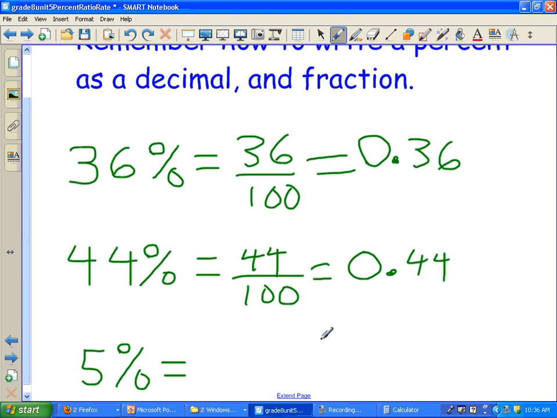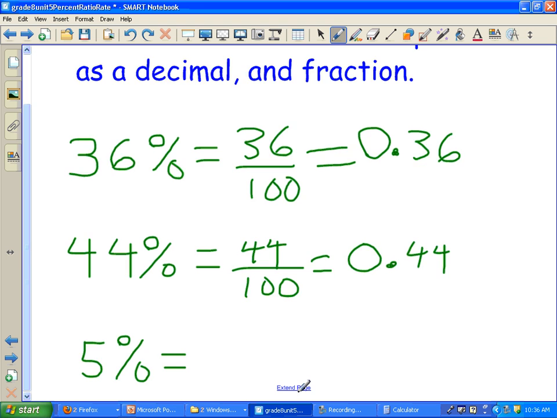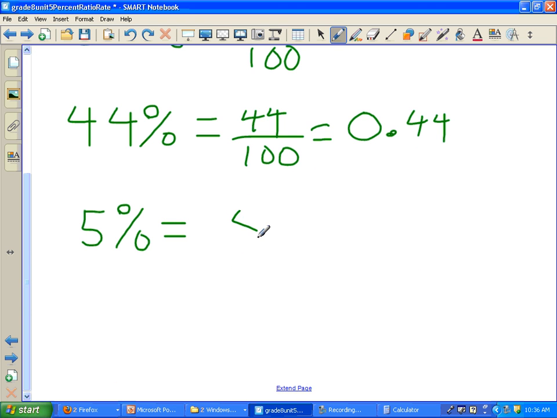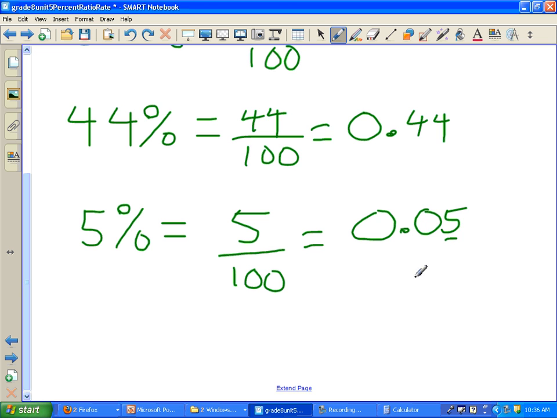Down here, we have 5 hundredths, which of course is 0.05. Be careful not to put the 5 right here in the tenths place. We need 5 in the hundredths place, which is right here.